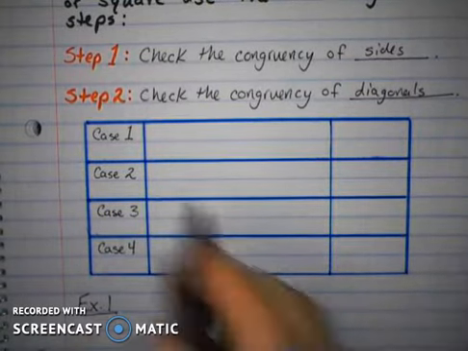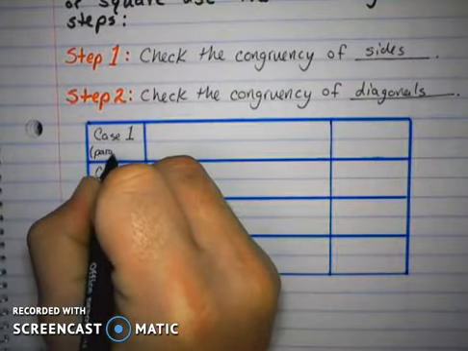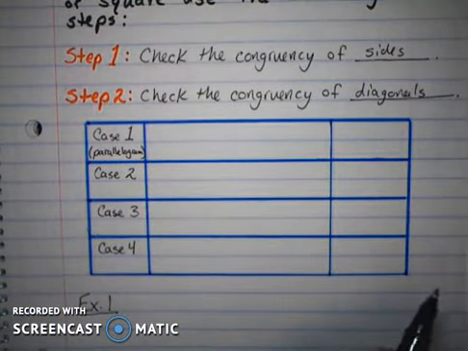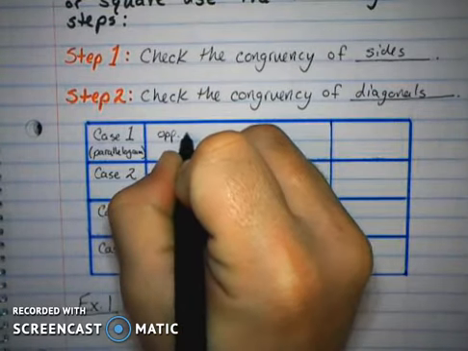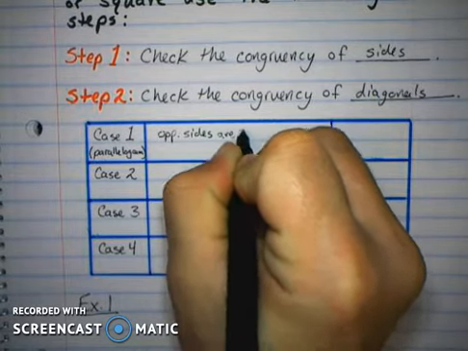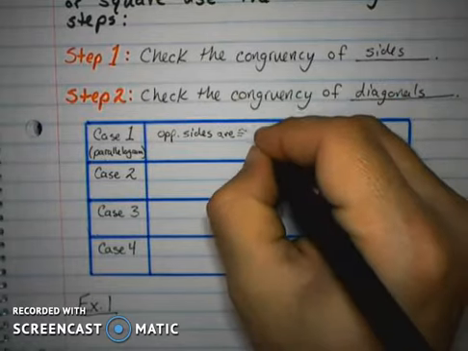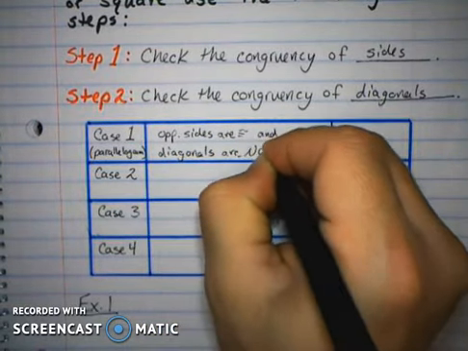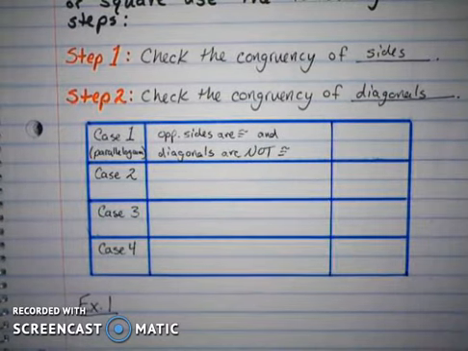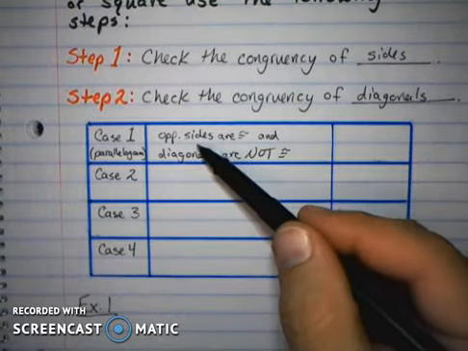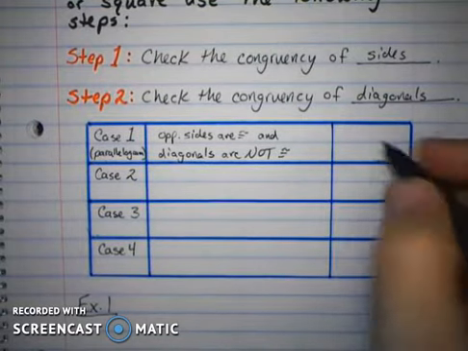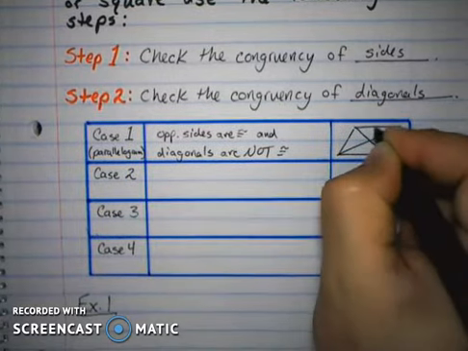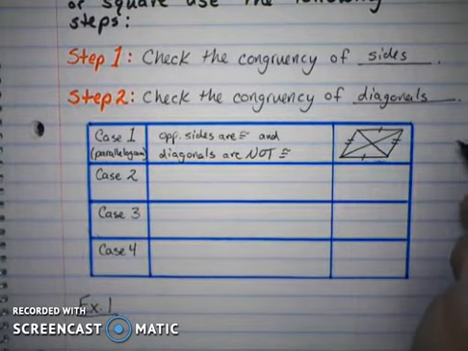All right, the first case is if we end up having a parallelogram. Okay, that is parallelogram. In a parallelogram, you need to remember that opposite sides are congruent, and diagonals are not congruent. If you check the sides and diagonals, you'll notice that opposite sides are congruent and diagonals are not. That makes it a parallelogram. So it would be a situation like this. We get different lengths for the diagonals, but the opposite sides are congruent. Then we can know that it's a parallelogram.